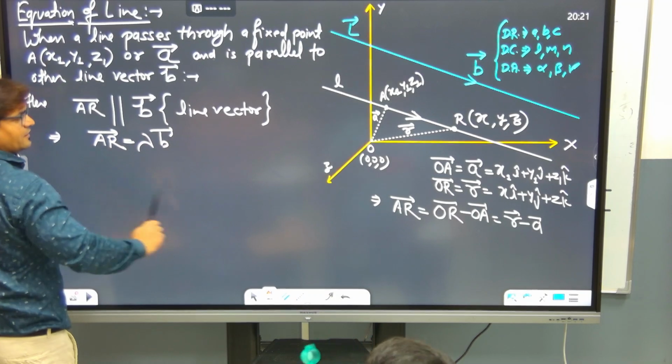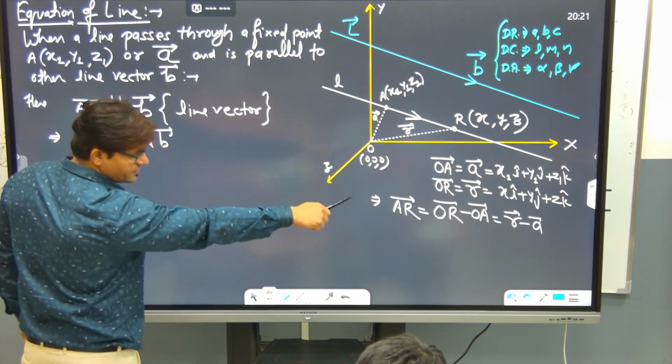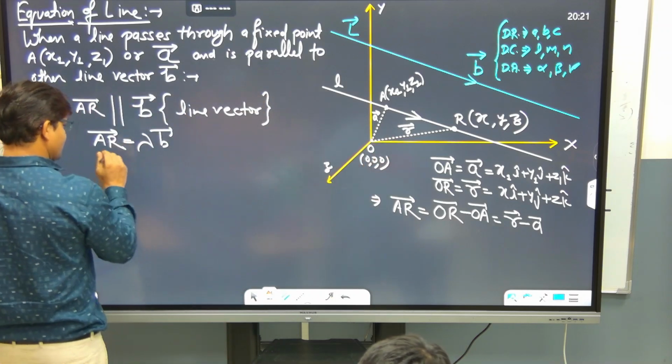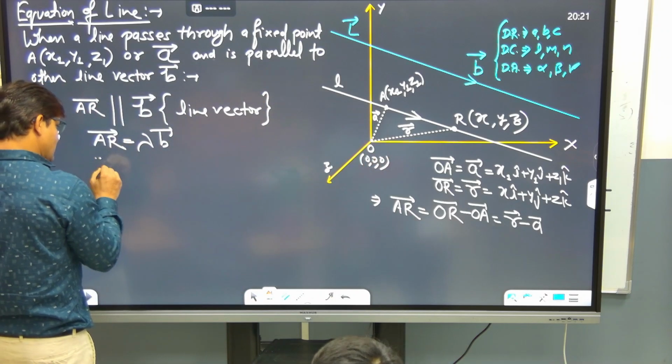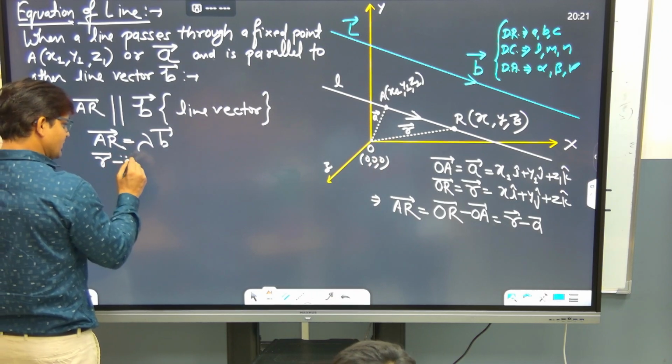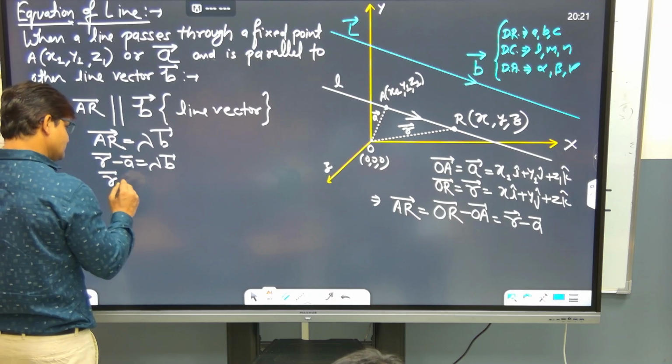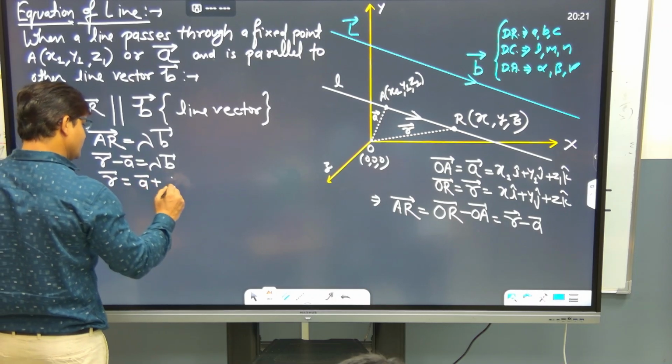AR equals lambda B. By the definition of vectors, or by the triangle law of vector addition, AR is OR minus OA, which is R minus A, equals lambda of the B vector. So the R vector equals the A vector plus lambda B vector.